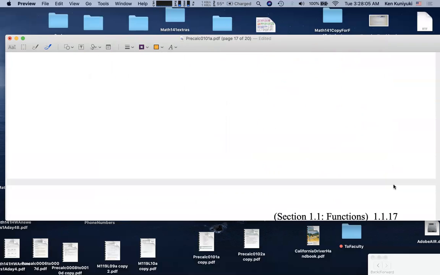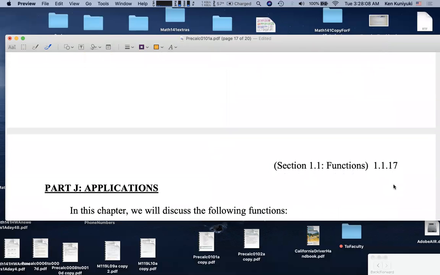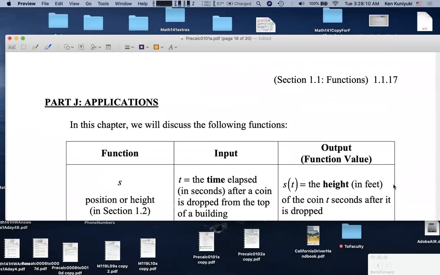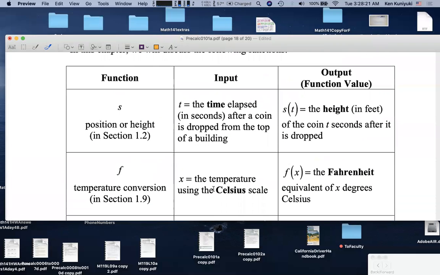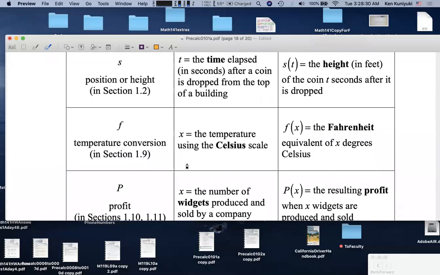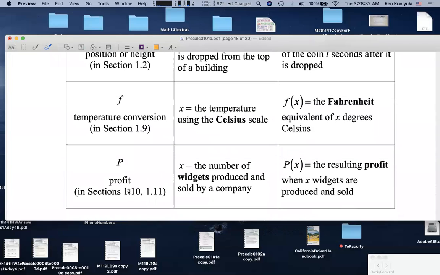Okay, finally, let's talk about some applications of functions. You see them all over the place. Physics, the position or height of a coin as a function of the amount of time since the coin was dropped from the top of a building. The temperature of a room in Fahrenheit degrees as a function of the temperature in Celsius degrees. Also kind of physics. Over here, economics, the profit that a company makes as a function of the number of units produced and sold by a company.